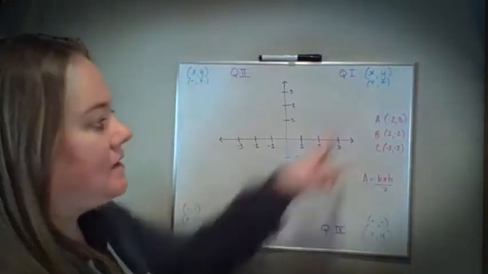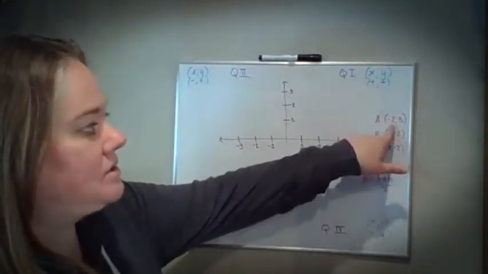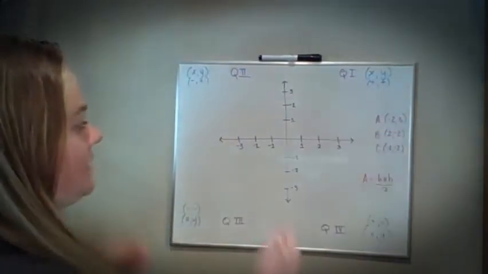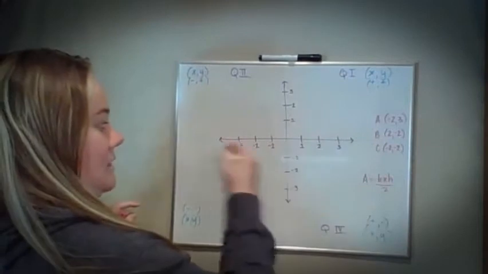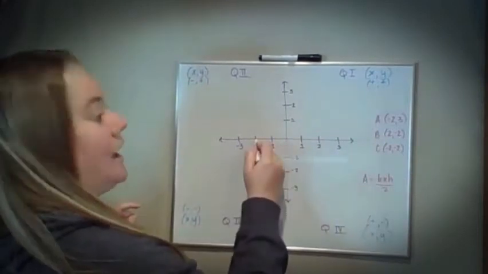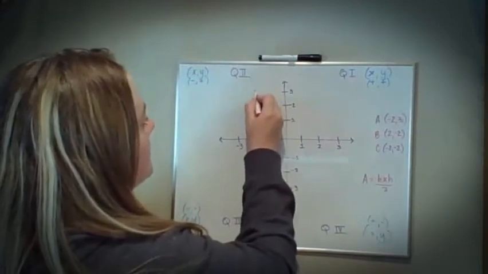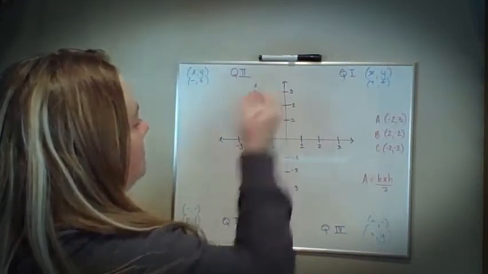So I'm going to take the value of A, which is (-2, 3). So x is -2 and y is positive 3. So x is negative, I'm going this way. I'm going to go over to -2 and 3 would go up to 3. So that means this is going to be the point A.